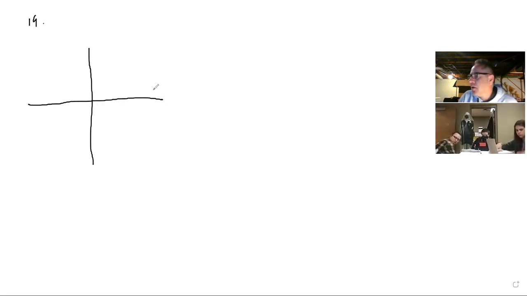All right, so I'm gonna draw a quick picture of the graph on this problem. So number 19.